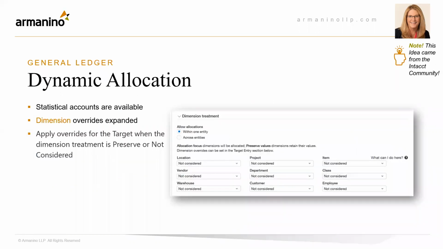Dynamic allocations. They've added to dynamic allocations. Statistical accounts are now available to use in our dynamic allocation. Dimension override is expanded, and it applies to overrides for the target when the dimension treatment is preserved or not considered.